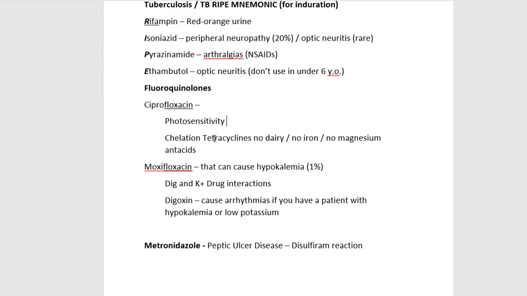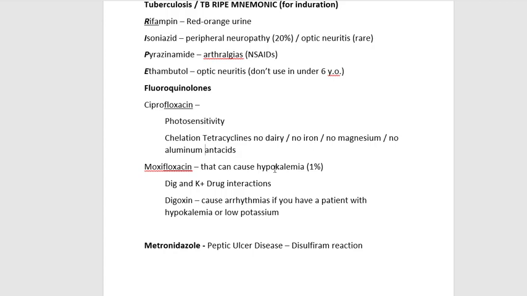And just like tetracyclines, we see this chelation. So again, the Ca++ dairy, the Fe+++, ferrum, which is iron, Mg, magnesium, and then also the aluminum antacids. Moxifloxacin, rarely, maybe 1% of the time, it's actually a little more than that in a study they did recently, can cause hypokalemia.